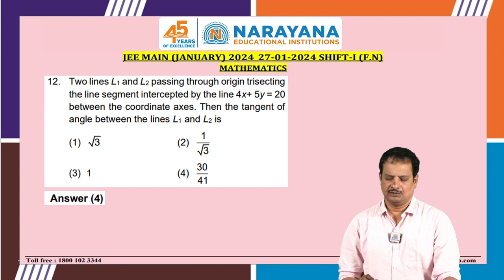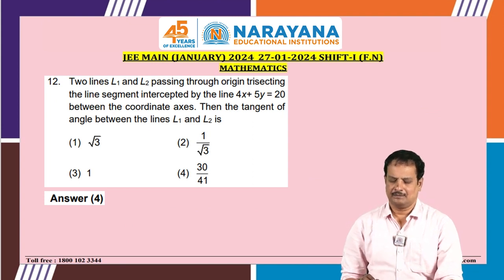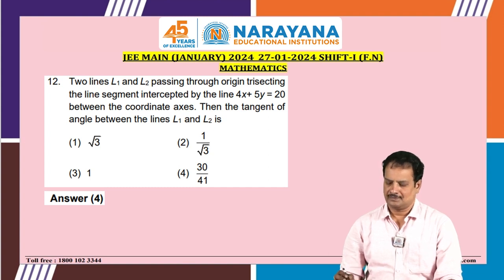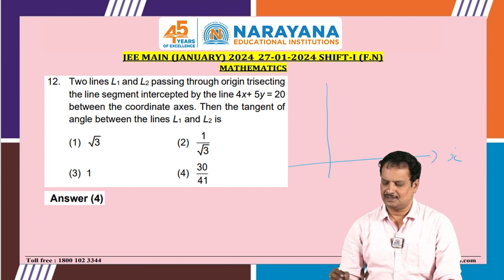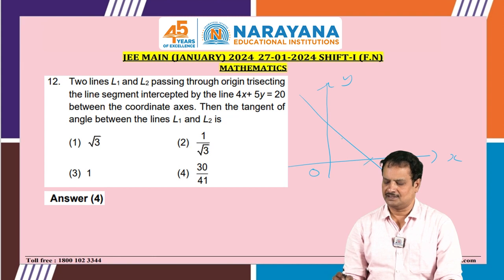In this case, two lines are given, L1 and L2, passing through the origin, trisecting the line segment intercepted by the given line between the coordinate axes. Then the tangent of the angle between the lines L1 and L2 is. So it is a simple concept. These are the coordinate axes, x-axis, y-axis, and this is the origin. In this case, let us take this point as A, this point as B there. What are the coordinates of A there? Here it's very clear, it's 5, 0.